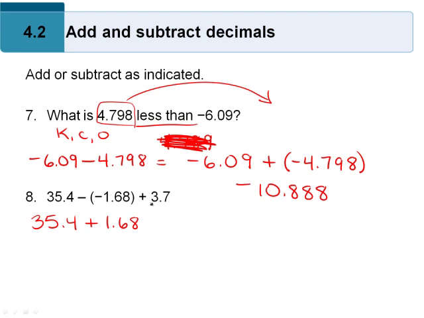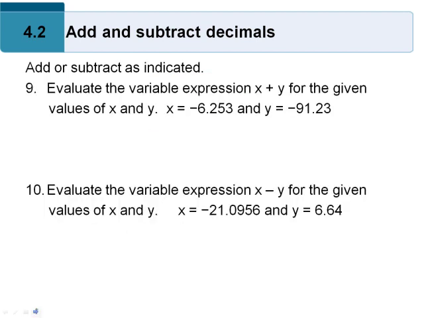Now, this is already plus 3.7. You do not change it. You keep it exactly the same. Okay? Look at the numbers. They're all positive. Yay! So you just go right to your calculator. 35.4 plus 1.68 plus 3.7 gives me 40.78. But you still have to know those sign rules so that you get all those signs straight and know what you're doing. Okay? All right.